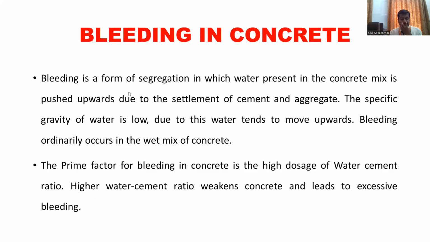Now bleeding. What is bleeding? As I told you, bleeding is a form of segregation in which water present in the concrete mix is pushed upwards due to the settlement of cement and coarse aggregates. हा एक महत्वाचा डिफेक्ट आहे जो सेग्रिगेशन मध्ये होतो.